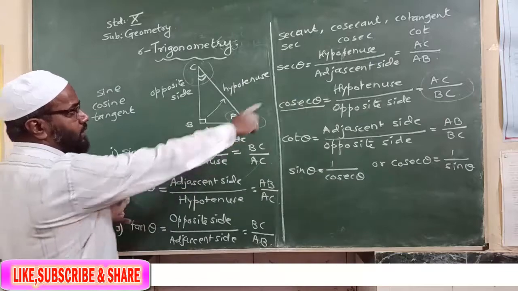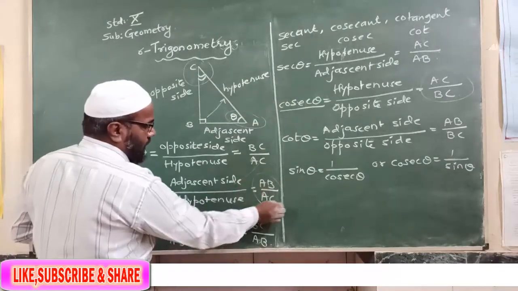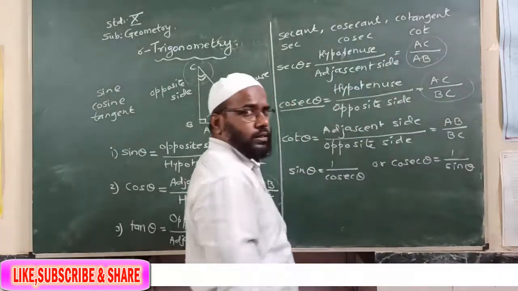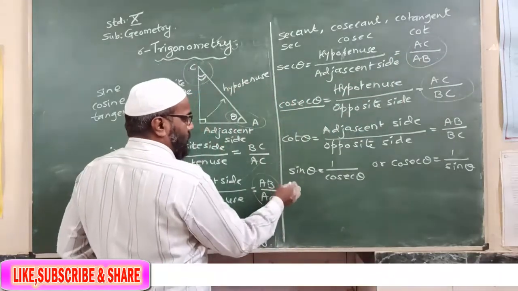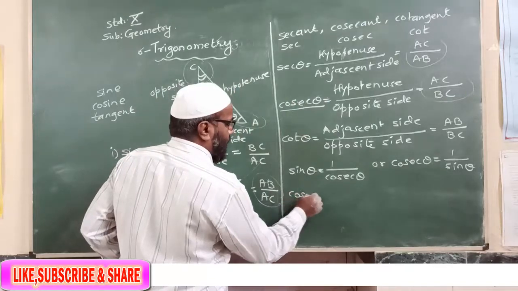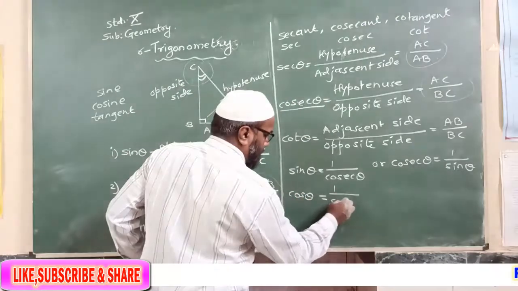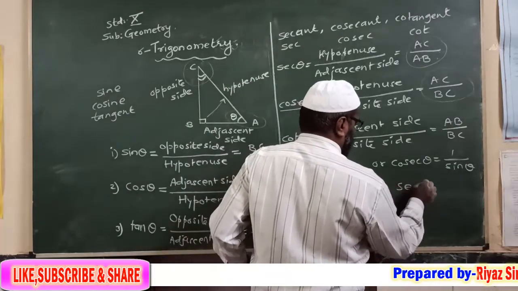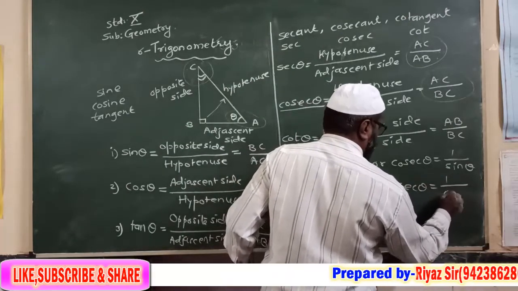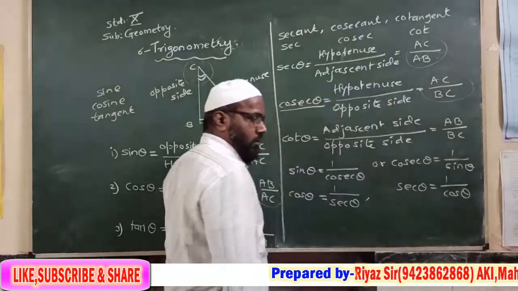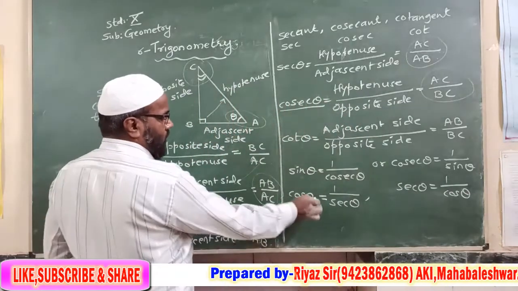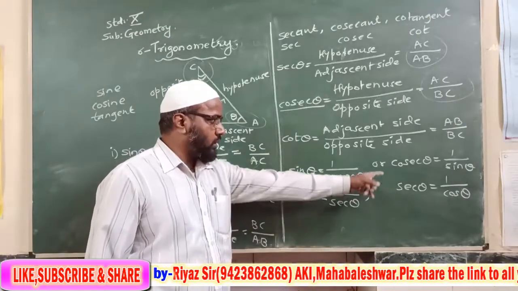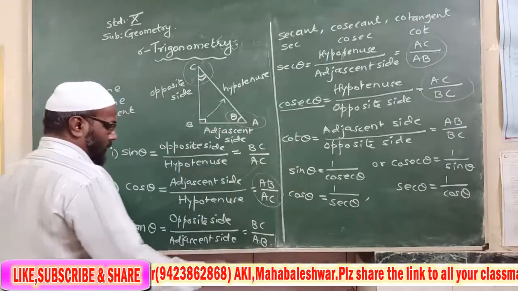Similarly, cos and sec are inverse of each other. Here AB upon AC is there, and here AC upon AB is there, exactly inverse of this. So we can write cos theta is equal to 1 upon sec theta, and here sec theta is equal to 1 upon cos theta. Okay, so this is the relation between cos and sec. Cos theta is equal to 1 upon sec theta, or sec theta is equal to 1 upon cos theta.